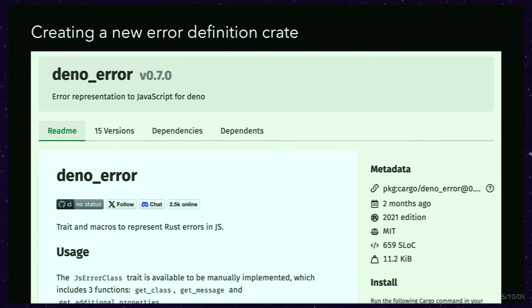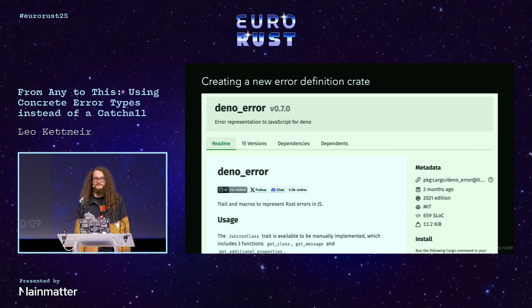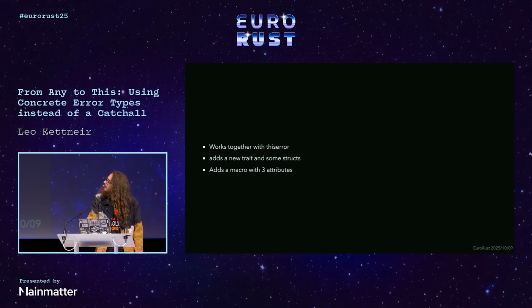Very creative name. So it works together with thiserror. You're supposed to use it as a combination of adding thiserror, and the abilities that it gives are just defining a few traits and some structs, and it gives us 3 macro attributes.